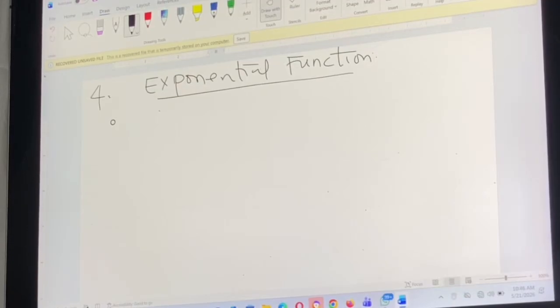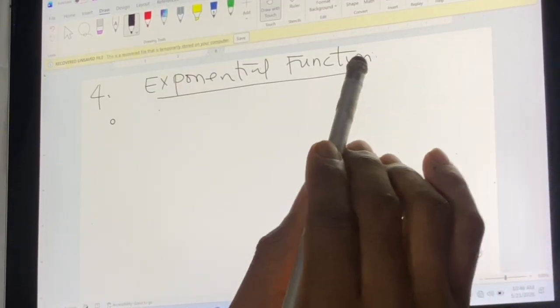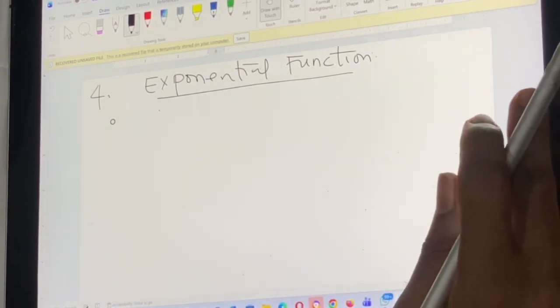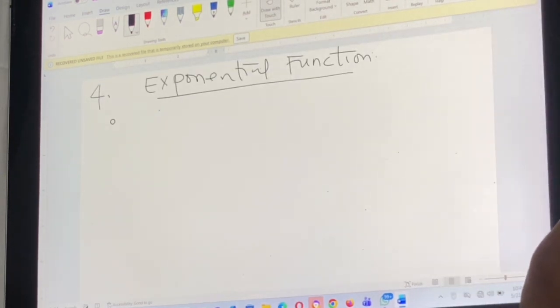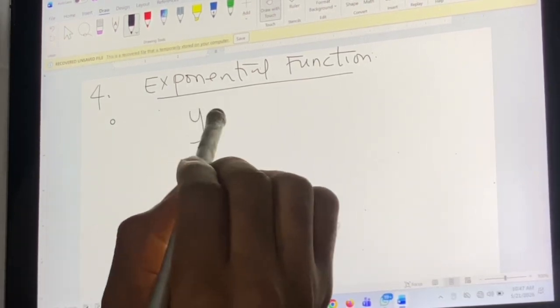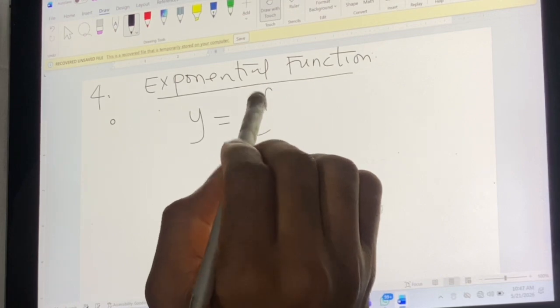In this video, we're going to focus on the fourth function on derivative, that is the exponential function. Before we solve a question on exponential function, let's know when a function is said to be an exponential function. Please take note here. A function is an exponential function if and only if it is written as y is equal to e to the power f of x.